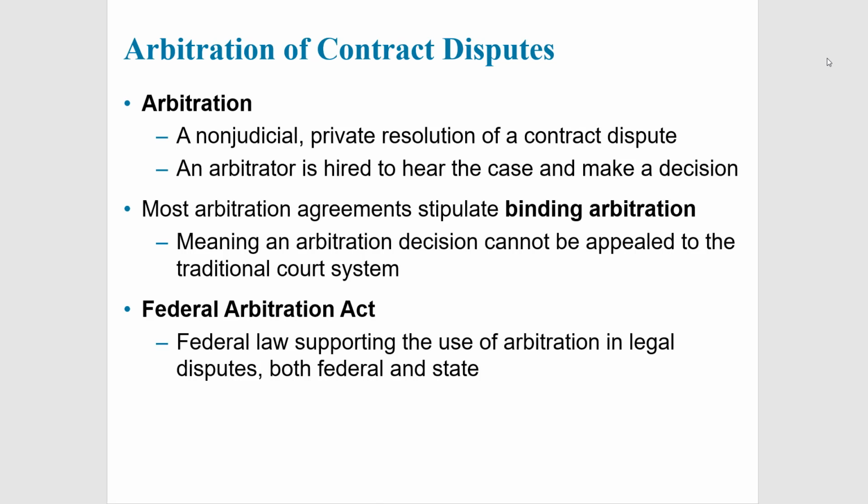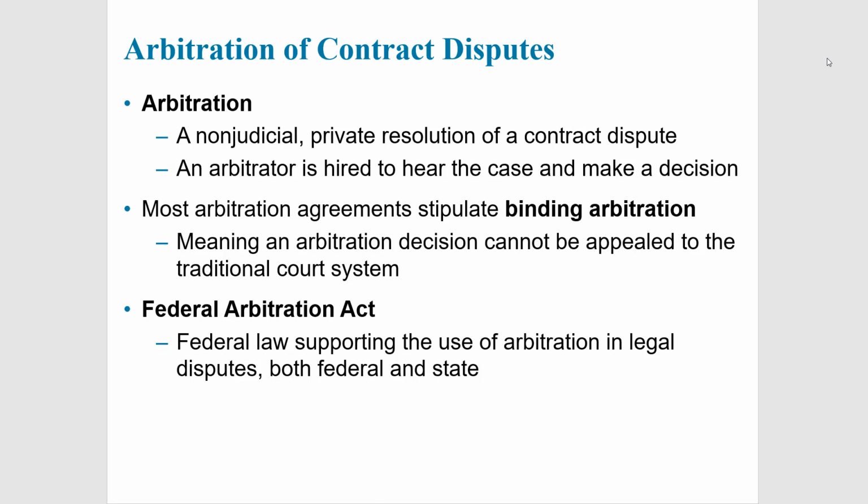Arbitration. We've talked about this before. In case you've forgotten, arbitration is a non-judicial private resolution of a contract dispute. In arbitration, we hire an arbitrator to hear the case and make a decision. The arbitrator would act kind of like a judge would in a traditional court trial, but the rules are much more relaxed. It's designed to be faster and cheaper than the traditional court system. There are pros and cons to arbitration. I'll leave that up to your opinion, whether or not it's a good thing.